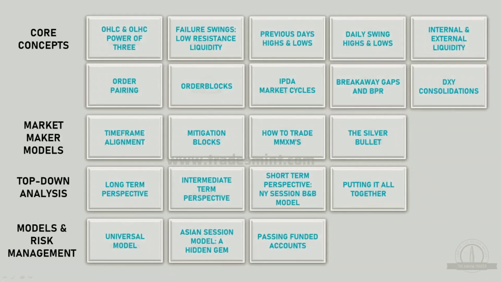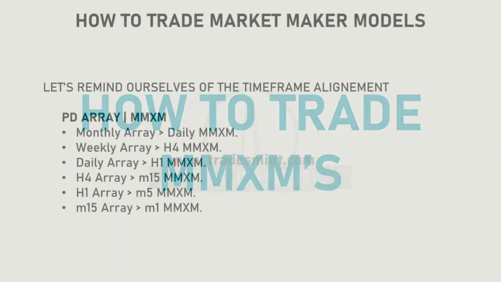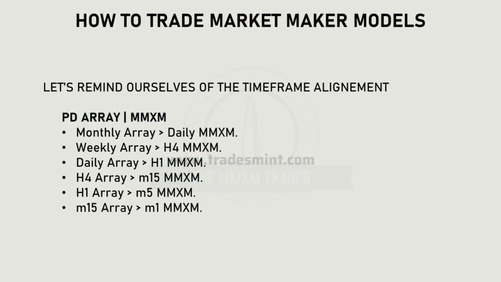Now let's move on to how to trade those market maker models. Before we do that, let's remind ourselves of the time frame alignment, right? Those PD arrays on the different time frames. So from a monthly array into a daily market maker model, from a weekly array into a 4-hour market maker model, daily array to a 1-hour market maker model, and so on and so on. So price is fractal, right? So we can scout for setups using different arrays and different market maker models.